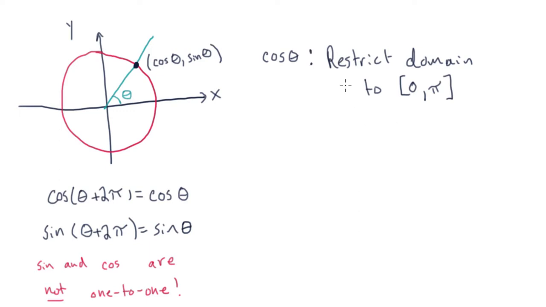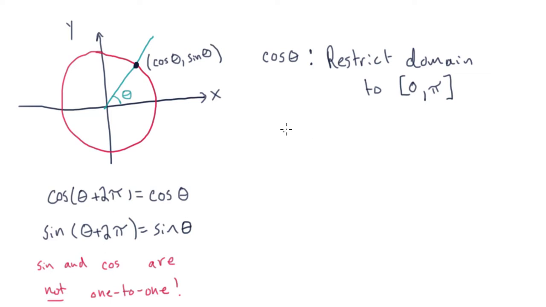Okay, and so on this interval, cosine theta is one-to-one, right? Because for each angle, I'm going to have a unique x-coordinate. Okay, so you can just see that's kind of like an invertible process. So if I am restricting here and I give you an x-coordinate, I can actually tell you which angle it goes with, assuming that my angle lies between 0 and pi.